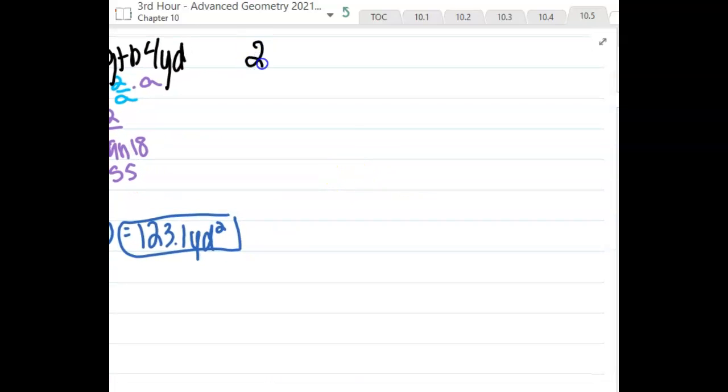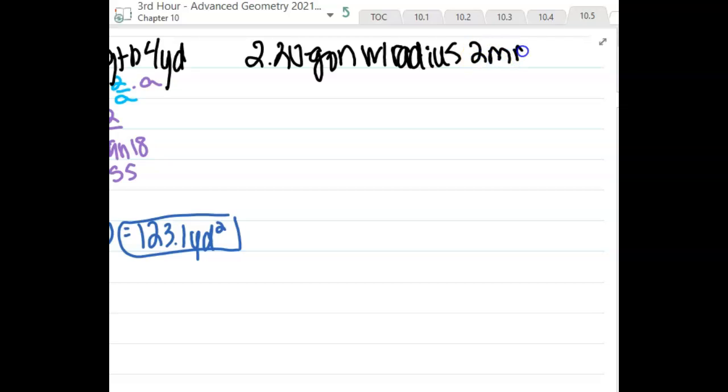So number 2, I want to find the area of a 20gon with radius 2 millimeters. We're given the radius this time. Now, the idea is still the same. We're going to take this 20-sided figure. If you want to draw a 20-sided figure, go for it. I'm for sure not going to do that because I know I'm going to take this 20-sided figure and break it apart into 20 separate triangles.